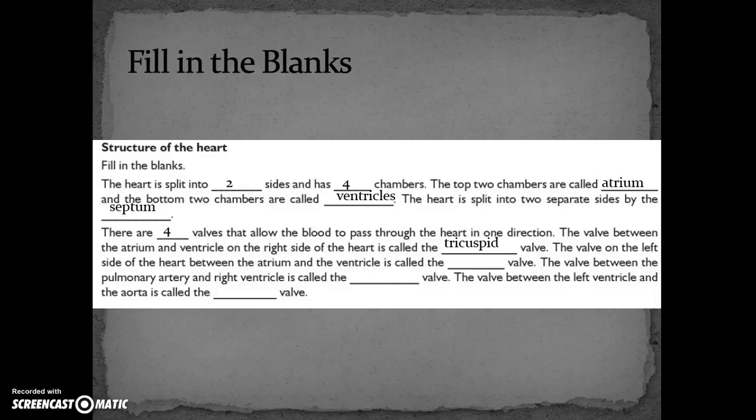If you remember last week, I said when you go shopping for clothes, you try before you buy. So if you look at a diagram of the heart, tricuspid comes before the bicuspid. You try before you buy. So tricuspid's on the right. The valve on the left side of the heart between the atrium and ventricle is called the bicuspid valve, which is also known as the mitral valve. The valve between the pulmonary artery and the right ventricle is known as the semilunar valve, but it's also known as the pulmonary valve. And the valve between the left ventricle and the aorta is called the aortic valve.